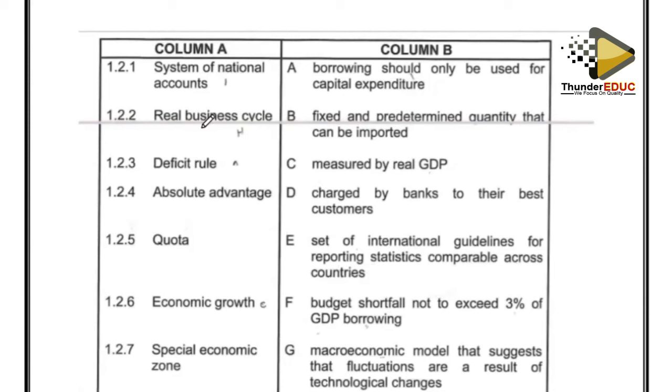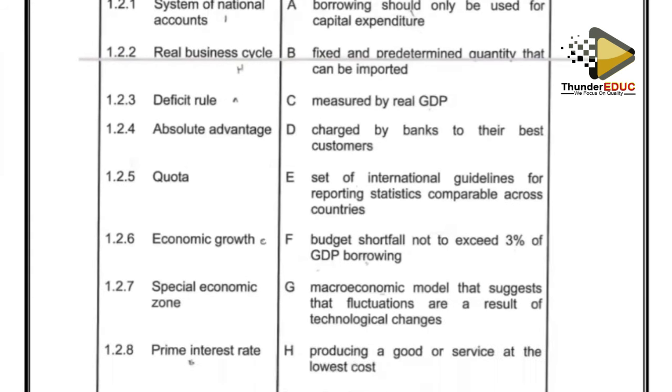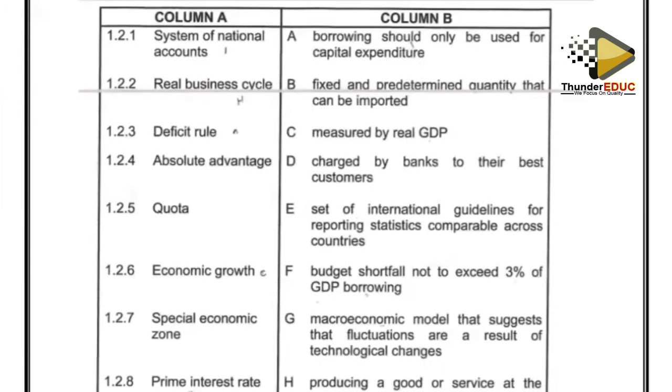Okay, right. So now column A, we have the system of national accounts, the real business cycle, a deficit rule, absolute advantage, quota, economic growth, a special economic zone. As well, we have prime interest rate. Okay, right. So now if we check 1.2.1, 1.2.1 is a system of national accounts.